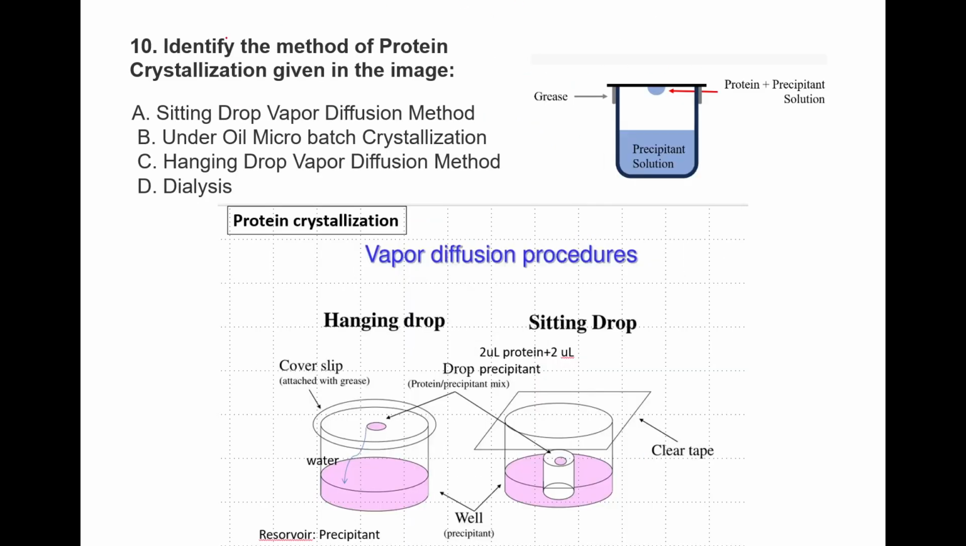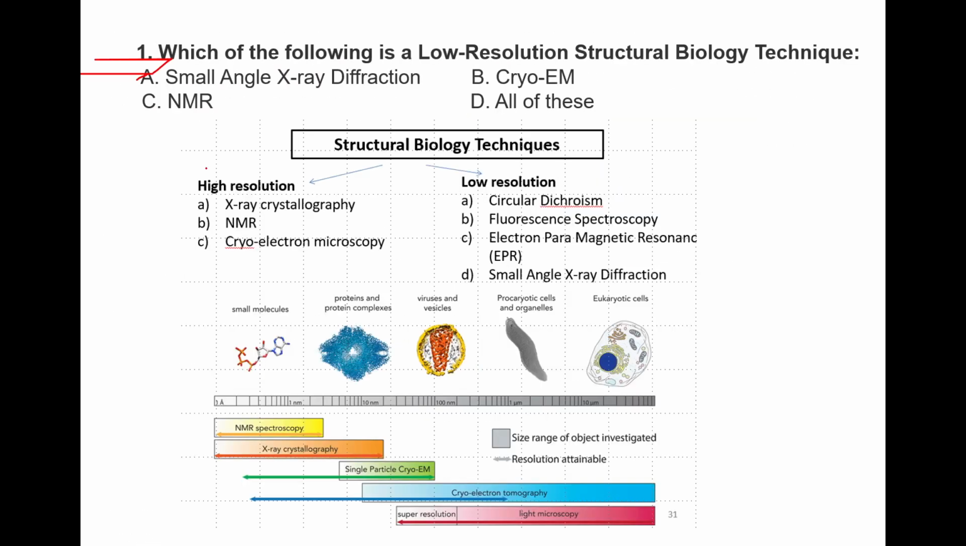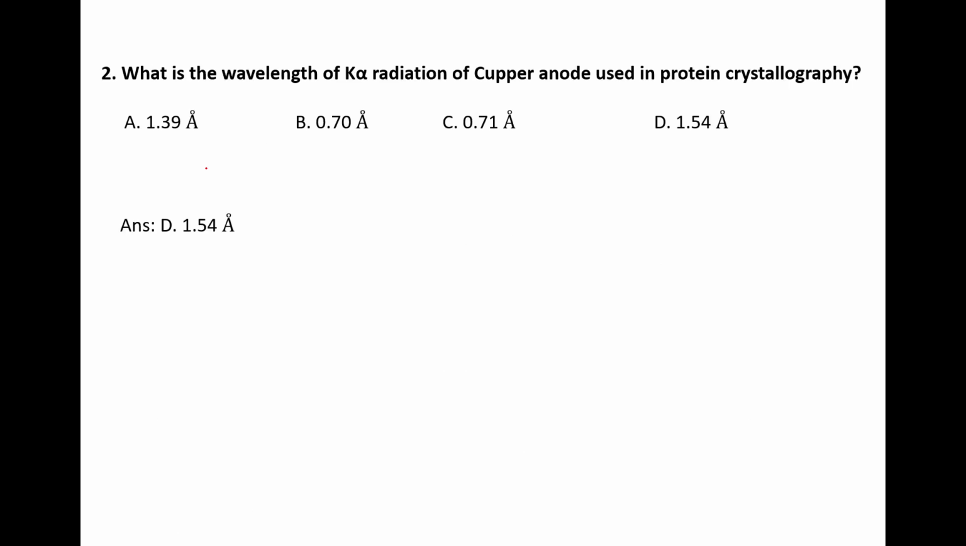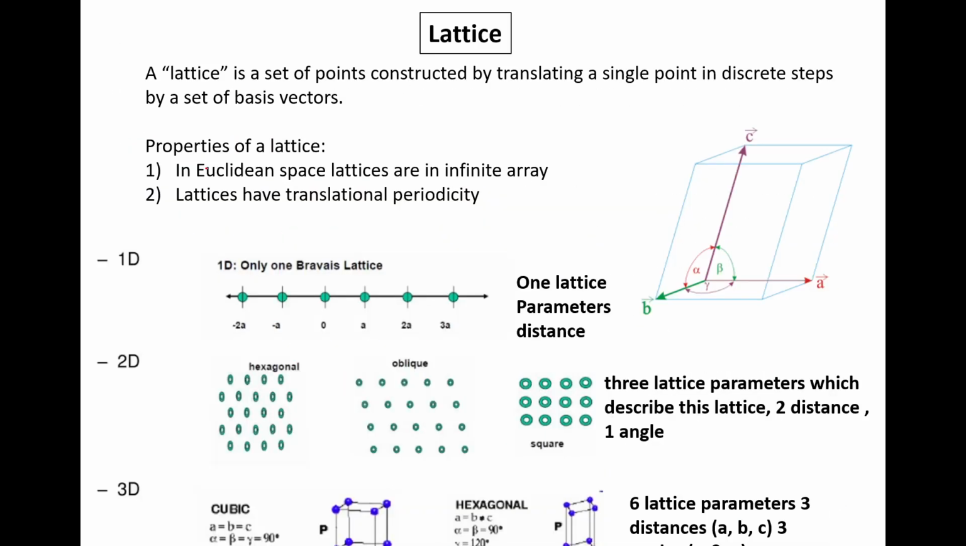The last question is, identify the method of protein crystallization given in the image. As you see, the drop is hanging from this cover slip. So this is the hanging drop method that we discussed today, and the answer to this question is option C. So only the seventh question is left. For that, I can discuss with you a little bit more about crystals. We were here, this is the lattice.